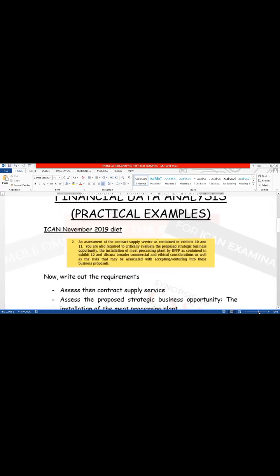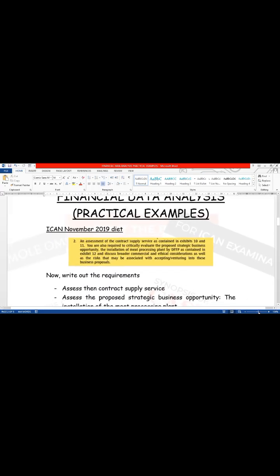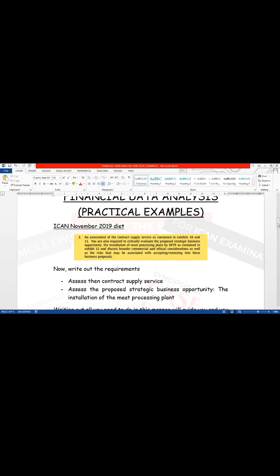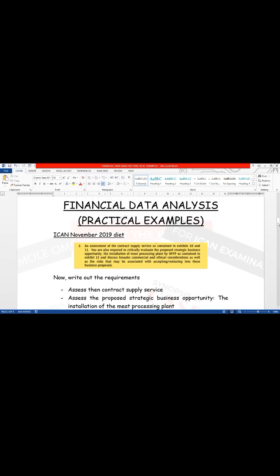So we'll be using November 2019 to explain, and we're going to be doing the practical example on November 2019 as well. This is requirement two. We have discussed all about it in the previous video. We're just going to be doing the practical here, right? So this was what we're given.